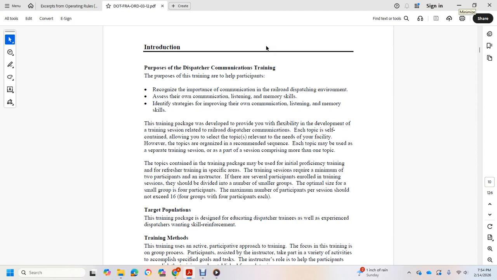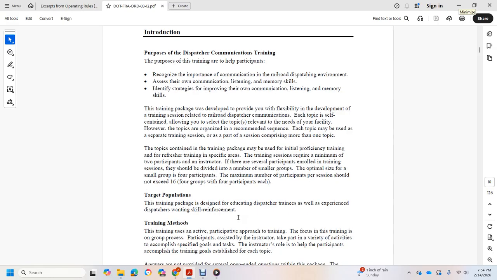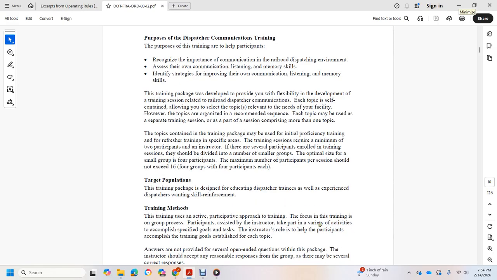Target population. The training package is designed to educate dispatcher trainees as well as experienced dispatchers wanting skill reinforcement. Training methods. The training uses an active, participative approach. The focus is on training in group process. Participants, assisted by instructors, take part in a variety of activities to accomplish specific goals and tasks. Instructor roles are to help the participants accomplish the training goals established for each topic.